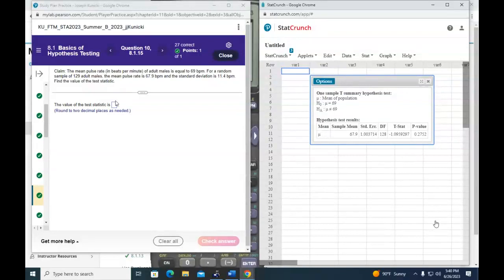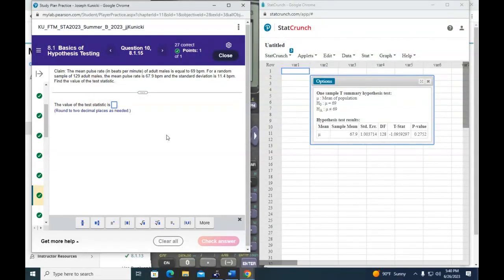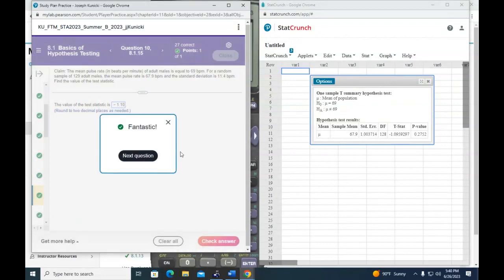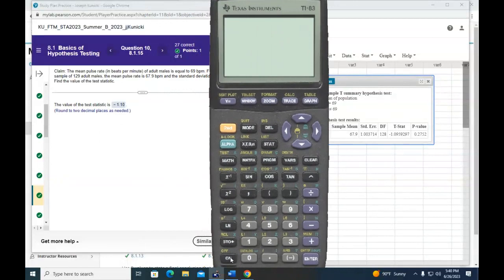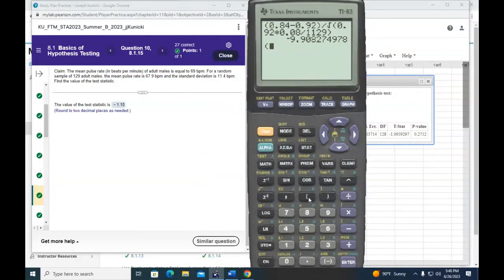Okay, all right, so this one is minus 1.1. What I wanted to do was to calculate this one. To calculate the test statistic, we need to do X bar minus mu. X bar is 67.9. Mu is mu naught, the claim, 69, divided by S, which is 11.4, divided by the square root of n, which is 129. So there's your minus 1.1. It's the same number as we got from the computer. They agree. All they're doing is taking these formulas and doing everything for you, but that's where they come from.